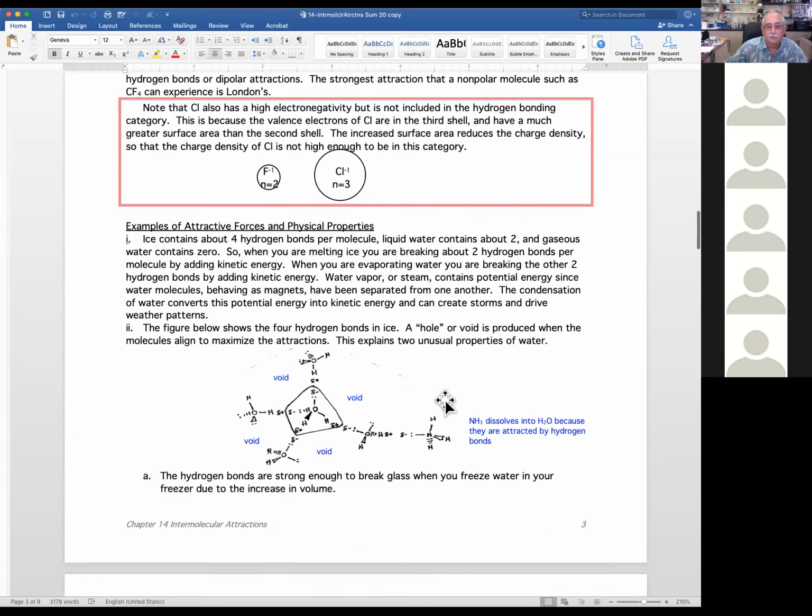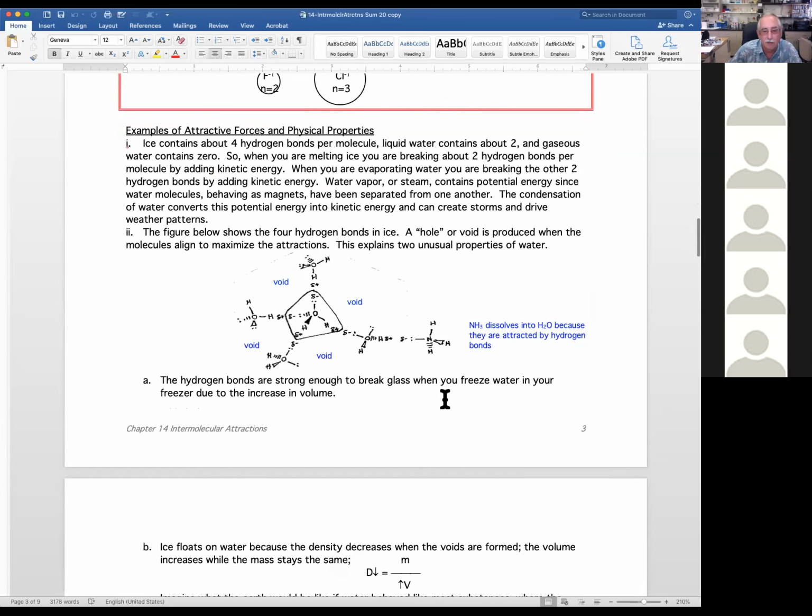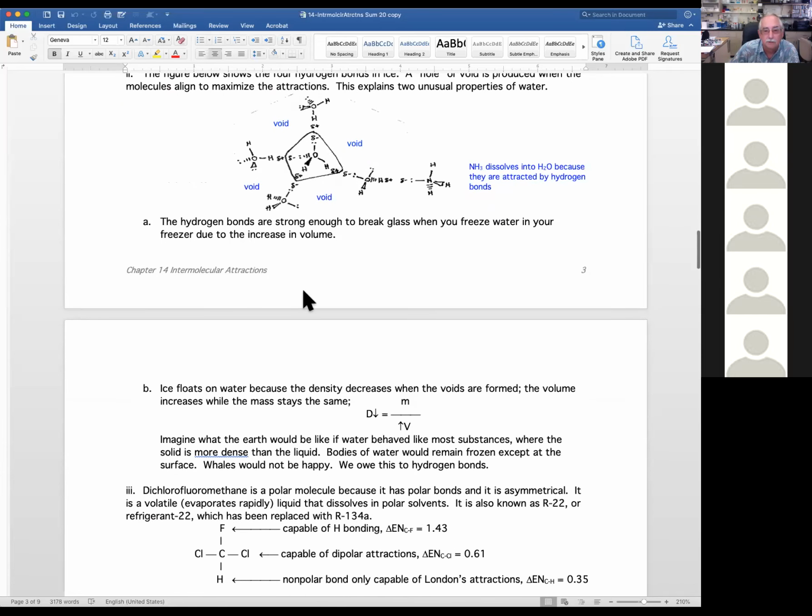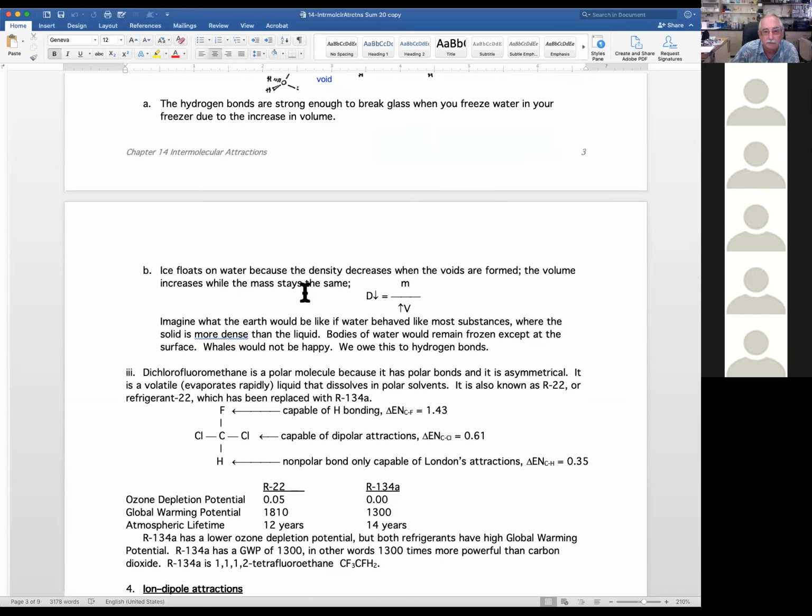So here's some examples. We talked about this a little bit before. Ice has 4 hydrogen bonds. That's why these hydrogen bonds align right here at low temperatures, leaving that void right there, which is why the density of ice is less than the density of water. We talked about all of that.